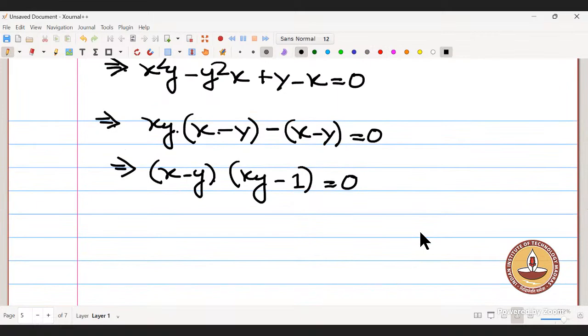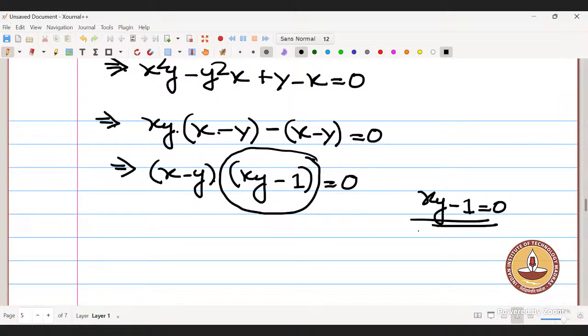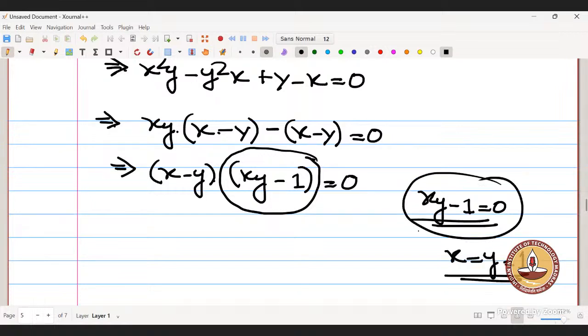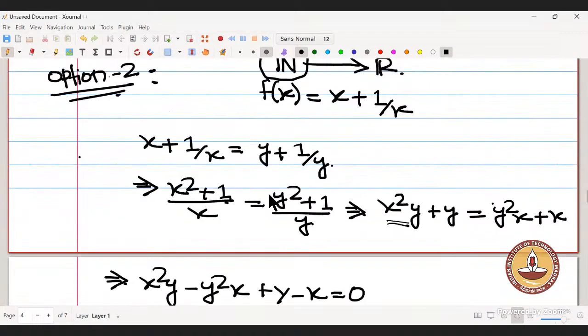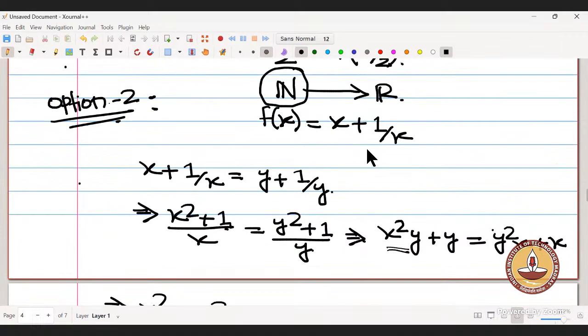So now you are correct. The only thing is, this is not possible for natural numbers unless x and y are the same, right? Right, sir. So xy minus 1 equal to 0 is not possible unless x is equal to y equal to 1. And from here also, for both the cases, you are getting x equal to y, right? So basically what you are proving is, if f of x is equal to f of y, that means x equal to y.